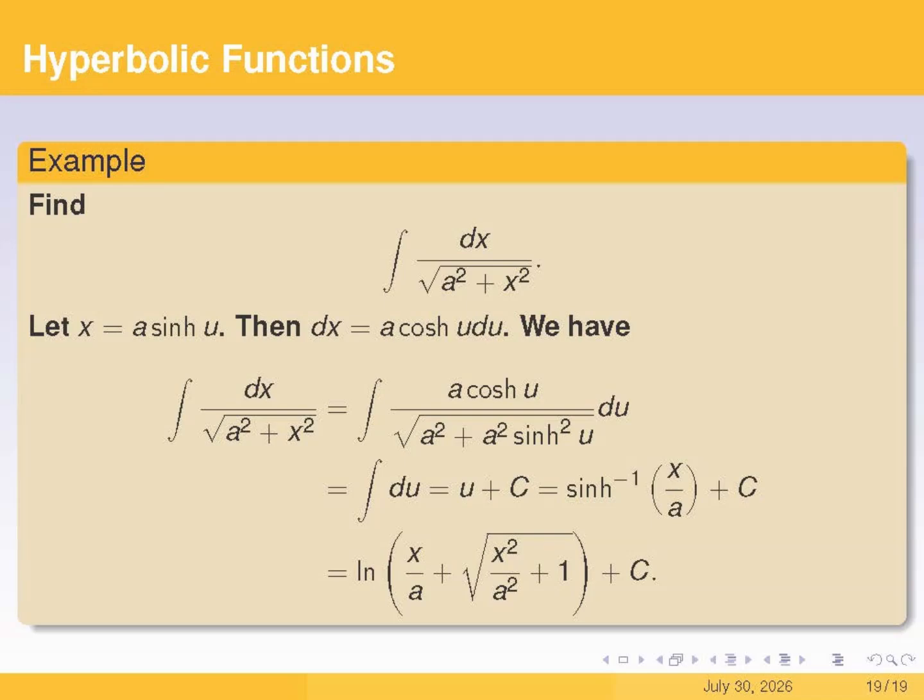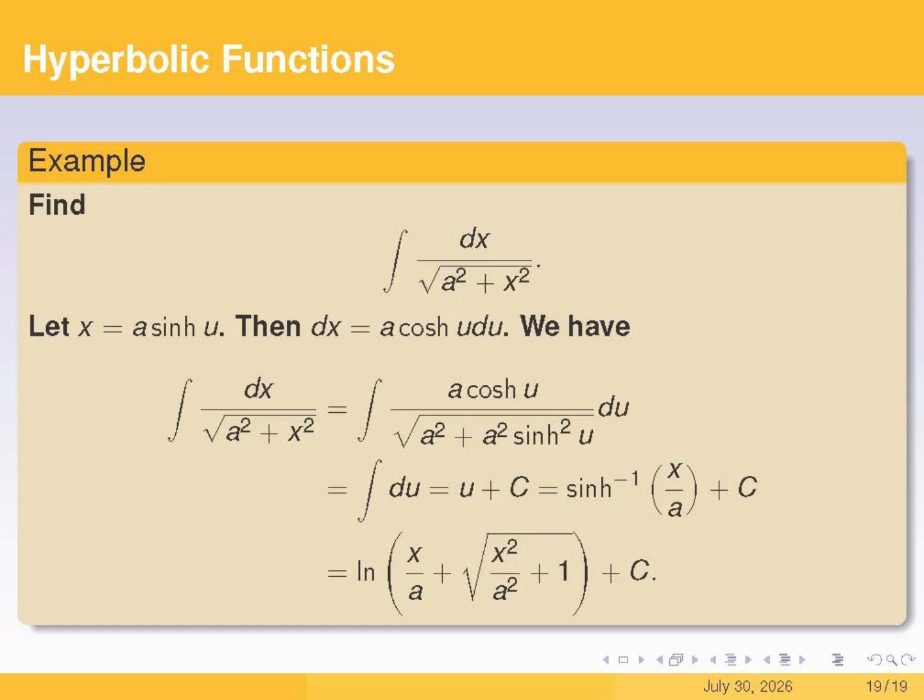The third equal sign uses inverse hyperbolic sine to express variable u back in terms of x. The last line applies the previously established inverse hyperbolic sine formula, completing the calculation.